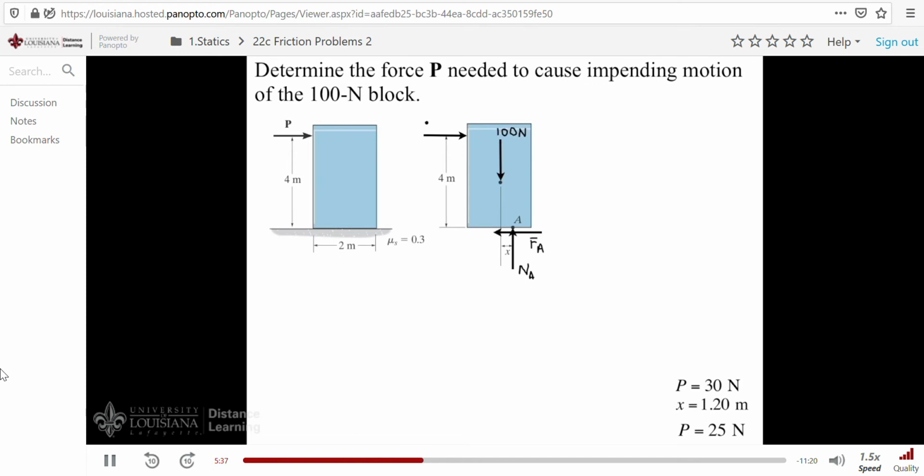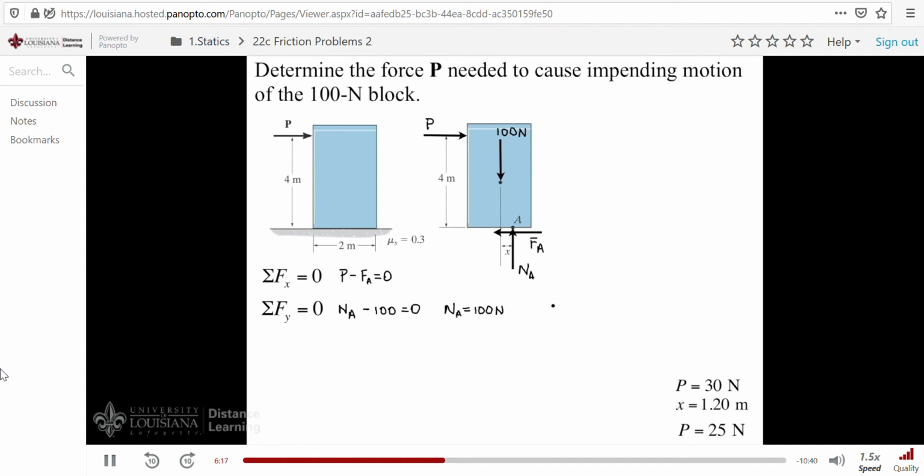And finally, our force P. Now we'll apply our three equations of equilibrium. Summing in the x direction, P minus F of A must equal 0. Now let's sum in the y direction. N sub A minus 100 is equal to 0. We can actually solve this equation. We might as well do that. N sub A comes out to be 100 newtons.